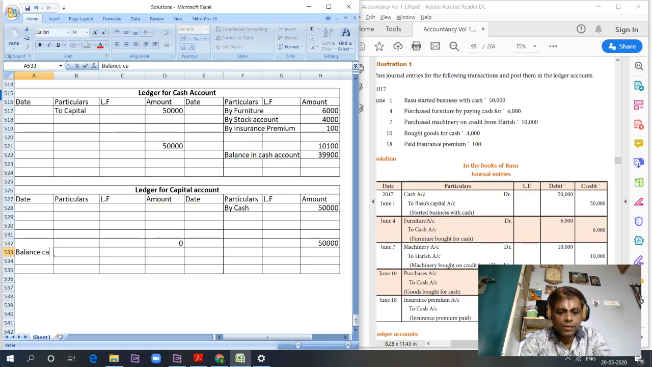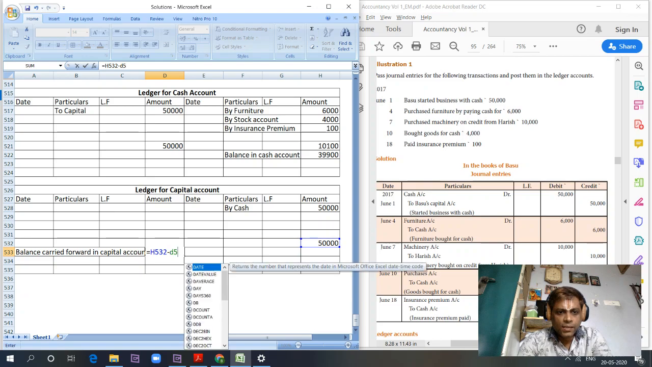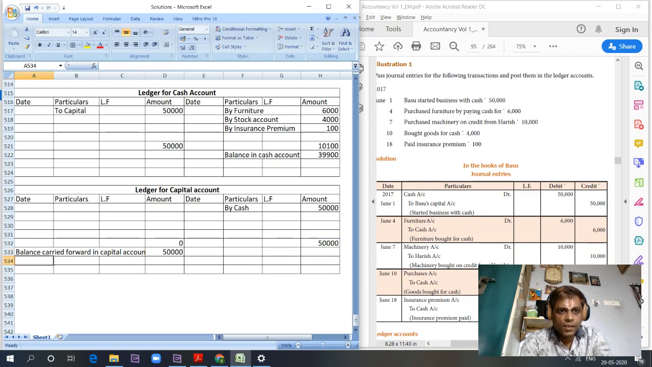Balance carried forward in capital account is equal to, minus, balance carried forward in capital account is equal to 50,000 rupees. Balance in cash account carried forward in cash account is 39,900.